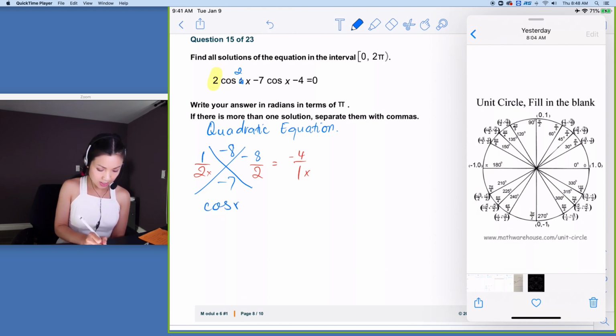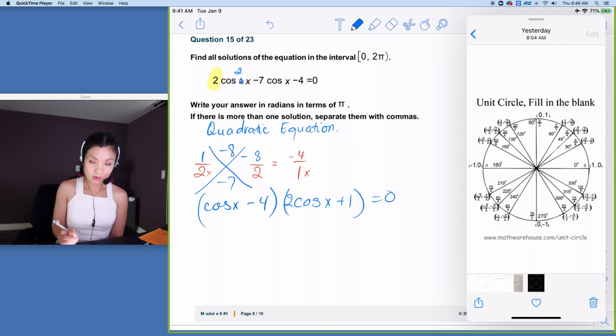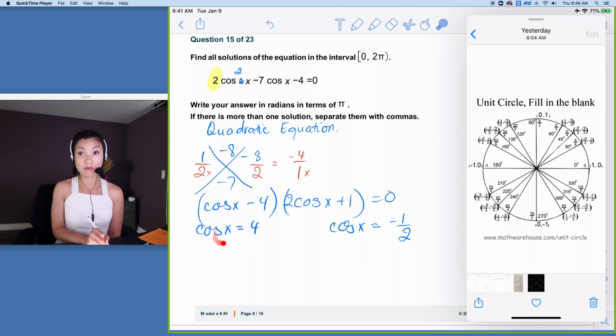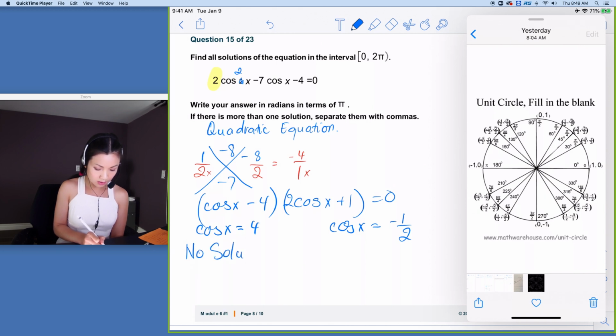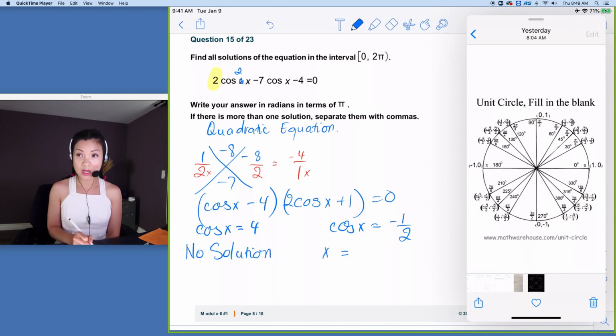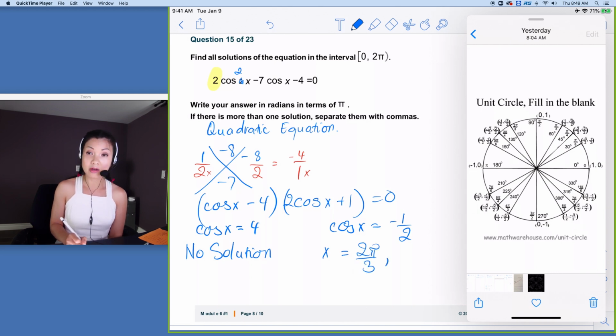So I have cosine of x minus 4 for this one. So this one first, minus 4, right? And then we have 2 cosine of x plus 1. That's this one right here, equals 0. So now what I have is cosine of x equals 4, and then cosine of x equals negative 1/2. You can see that this one right here is out of the range, so we don't have a solution for it. Don't forget cosine and sine are bounded by 1, so we have no solution here. For the second one, I have cosine equals negative 1/2, so that would be 2 pi over 3 and 4 pi over 3.